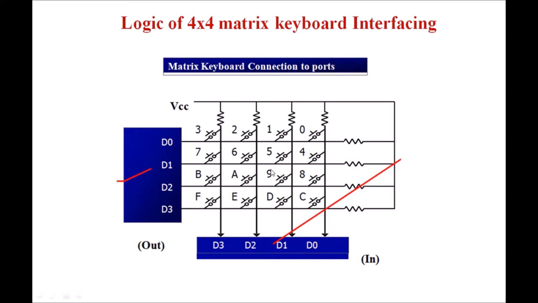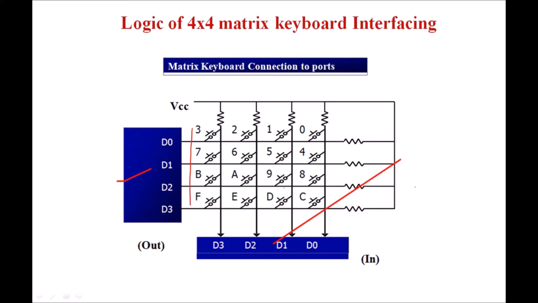So here I'll go through briefly about the interfacing of 4x4 matrix keyboard with microcontroller. These are the keys which we want to interface with microcontroller. These keys are arranged in matrix form. These are the rows of keyboard and these are the columns of keyboard. The key numbers you can give as per your application. Here numbers are assigned as 0, 1, 2, 3 to C, D, E, F. So it is a hex keypad.